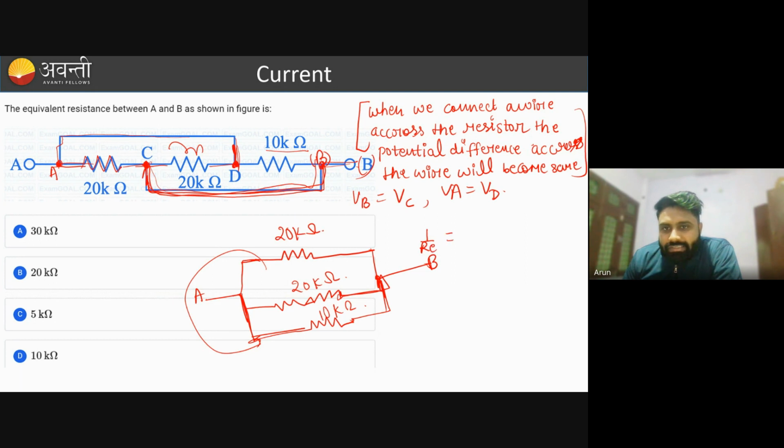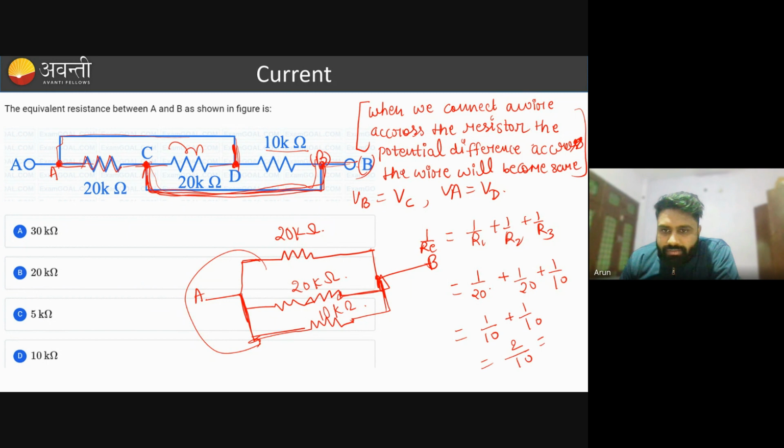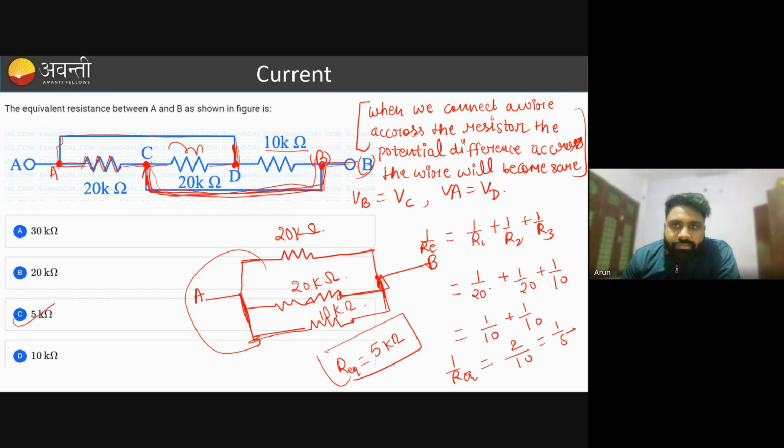1 upon R equivalent equals 1 upon R1 plus 1 upon R2 plus 1 upon R3. Since these three are in kilo ohm, we will consider 1 by 20, 1 by 20 and 1 by 10. 1 by 20 and 1 by 20 become 2 by 20, which is 1 by 10, plus 1 by 10. So you have 2 by 10, which is 1 by 5, and this is 1 upon R equivalent. So R equivalent will become 5 kilo ohm. Okay, so 5 kilo ohm is the correct answer.